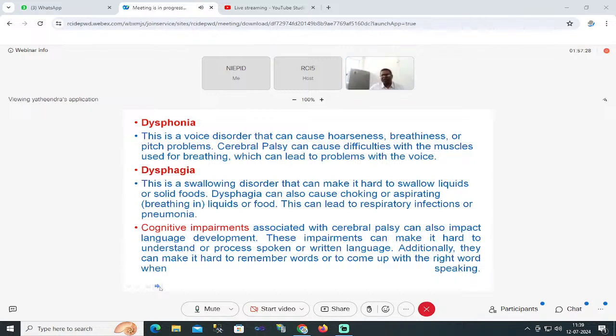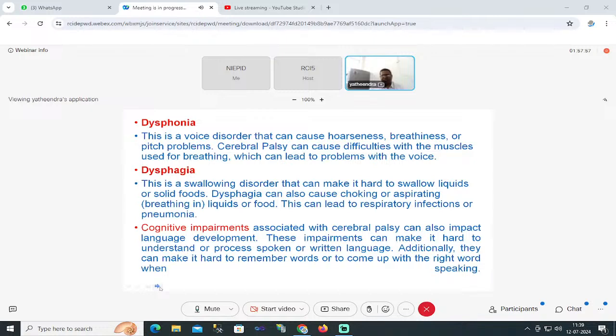Cerebral palsy can cause difficulties with the muscles used for breathing, which can lead to problems with the voice. Generally, the voice problems in children with cerebral palsy, say hoarseness, breathiness, and nasal voice, can be observed the majority of the time in children with cerebral palsy.